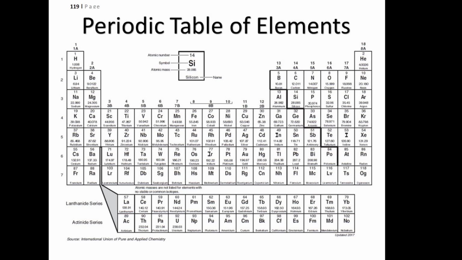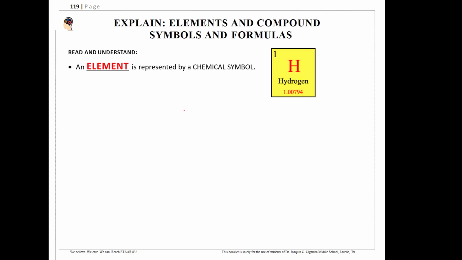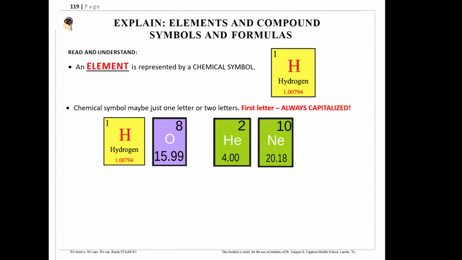Now let's continue further on. An element is represented by a chemical symbol, and the chemical symbol is this one here for hydrogen. It's H. It may be just one letter or two letters, but always the first letter is capitalized. So here's an example of hydrogen, H. For oxygen, O, just one letter. But we also have helium with two letters, but the first letter is capitalized. And we also have neon, with the first letter capitalized.